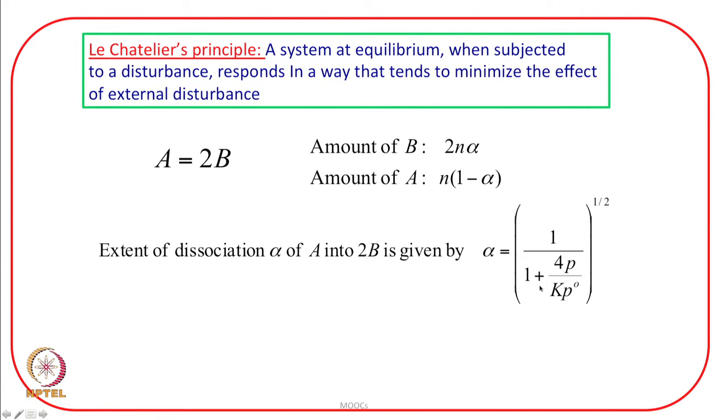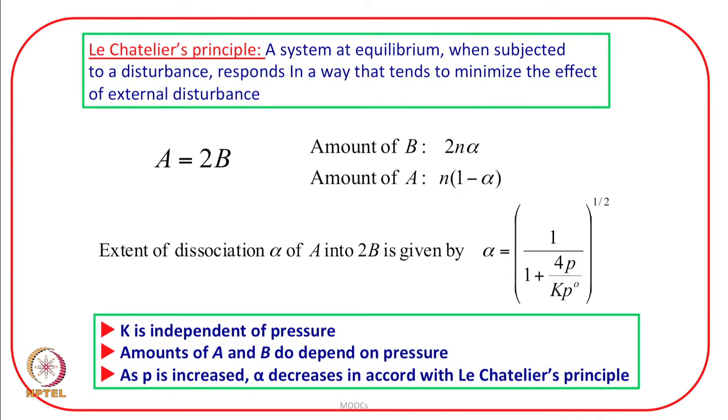And this is an important result, because according to this equation, if the total pressure P is increased, alpha will decrease. If alpha decreases, that means 2 n alpha, the amount of B, will decrease and the amount of A will increase. This is an important result. Once again, when pressure is increased, alpha decreases, and if alpha decreases, the amount of B will decrease and the amount of A will increase.